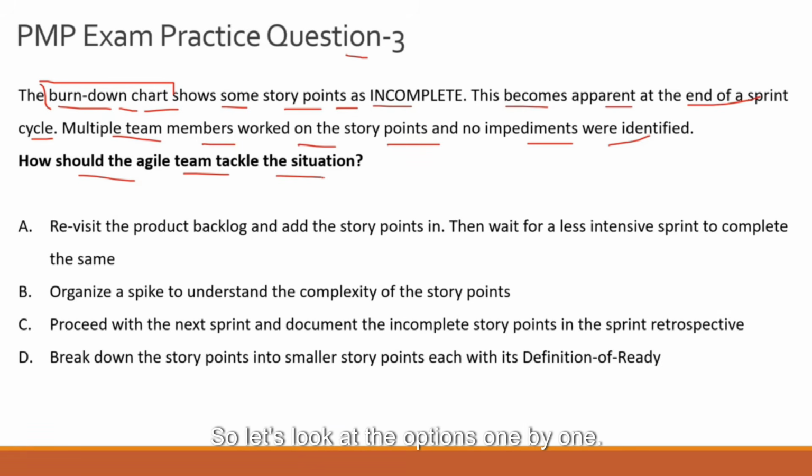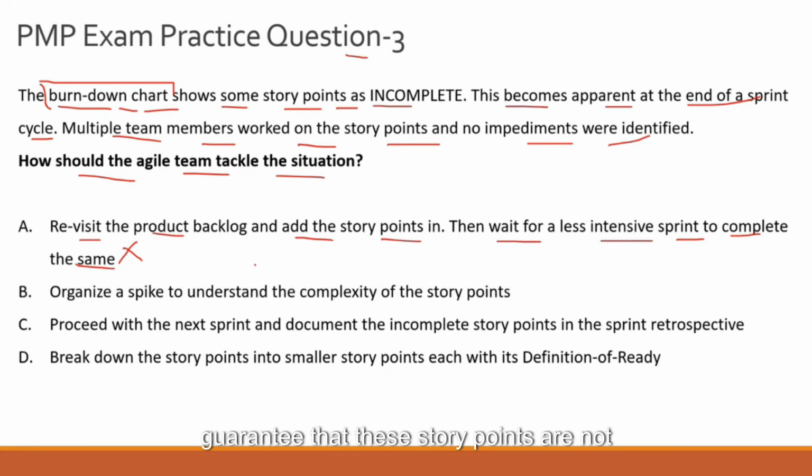Okay, so that is the question. So let's look at the options one by one. Option A, which is to revisit the product backlog and add the story points in, then wait for a less intensive sprint to complete the same. Now this is incorrect, guys, because if you wait for a less intensive sprint to take in these story points, what is the guarantee that these story points are not as intensive as the story points that you will be picking up in your future sprint, right? So there is no guarantee of that.